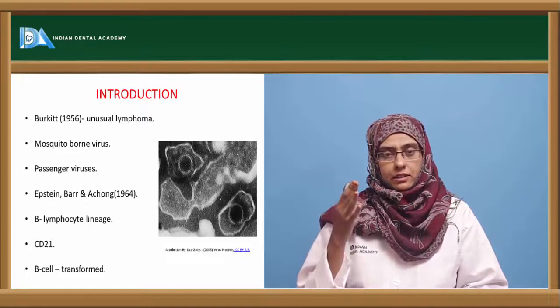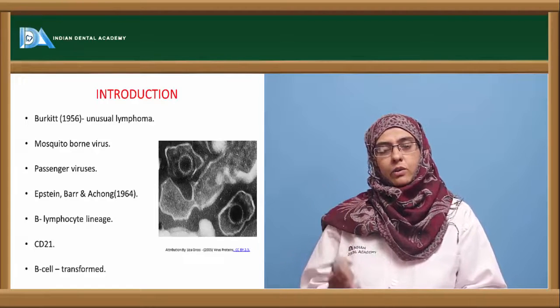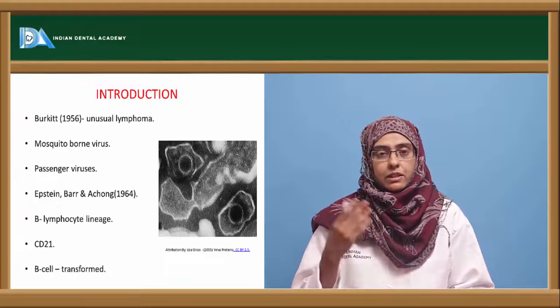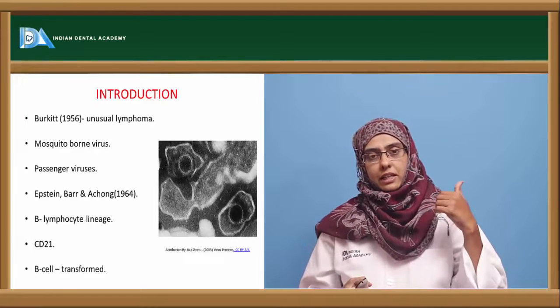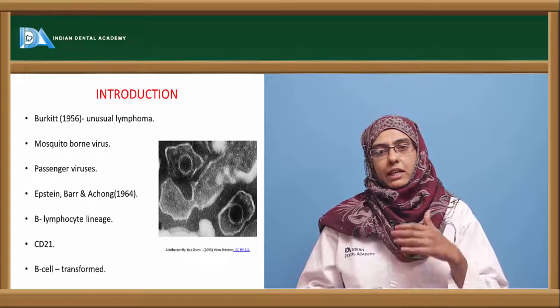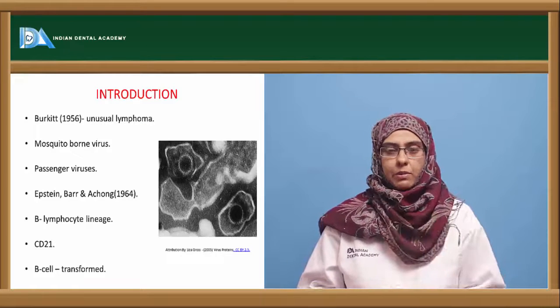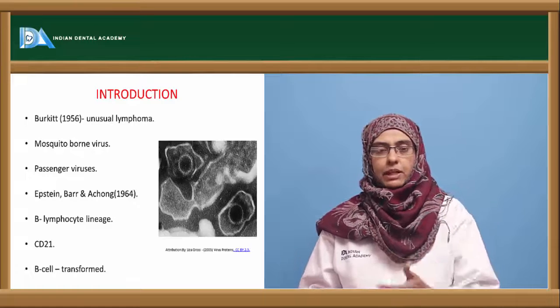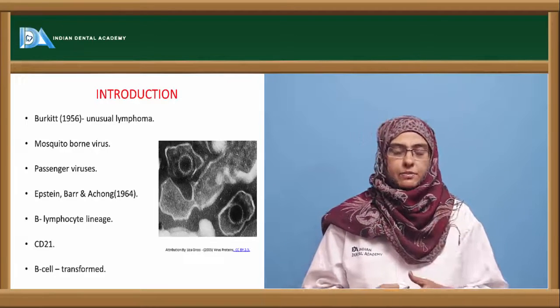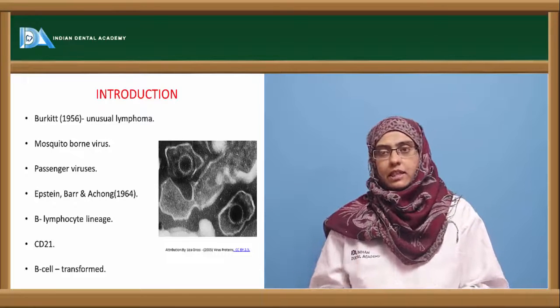And the organism has the ability to attack only the B cell. It is because of the receptor, the CD21 receptor, that is expressed on the B lymphocyte, that usually interacts with the virus. So the virus has the ability to identify the B lymphocyte with the help of the CD21 receptor and bind to this and cause the lymphoma. So the B cells that are attacked by the Epstein-Barr virus usually get transformed.